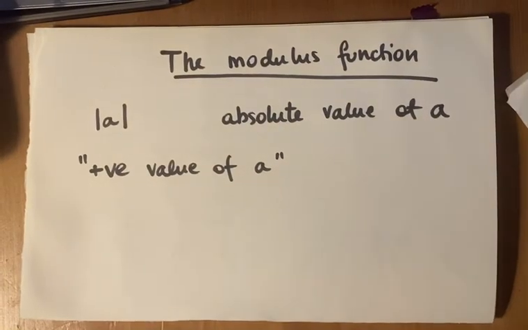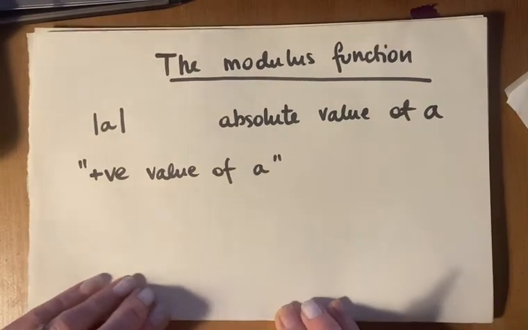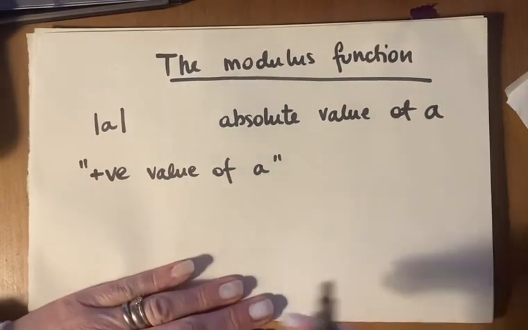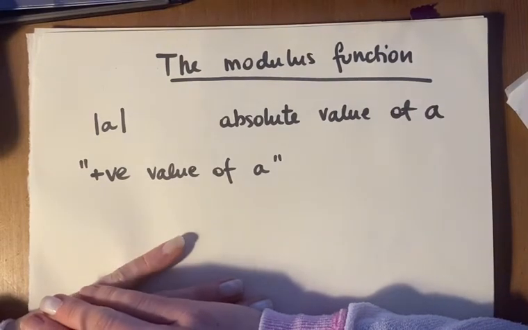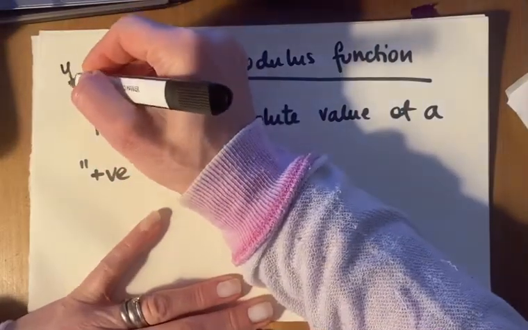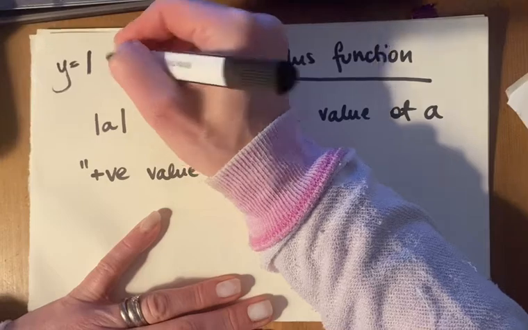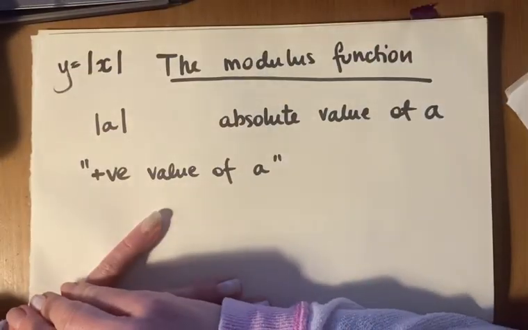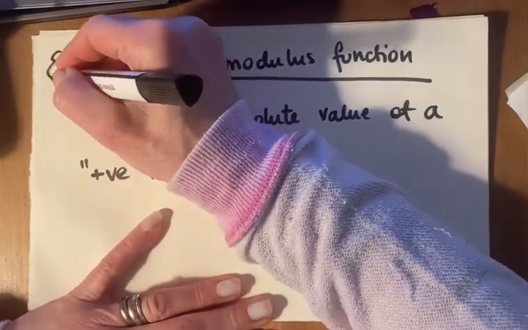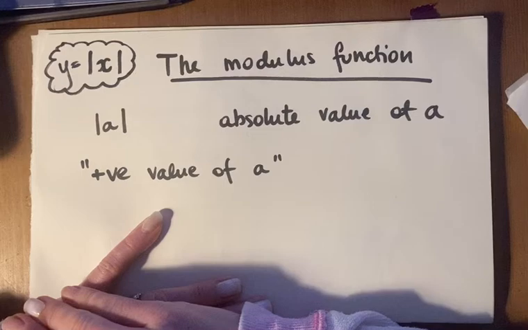So before you watch the main video on exercise 2A, I thought I would go over all the different ways of defining what the modulus function is. The modulus function will normally look like this: y equals, and those straight lines between which you put x, they represent modulus of x. So you read it: y equals modulus of x.